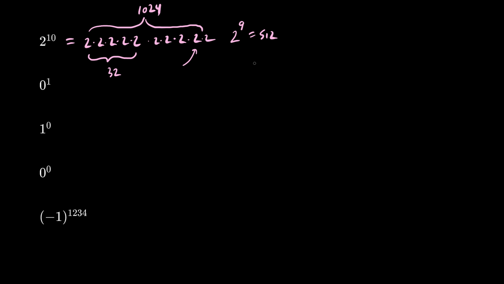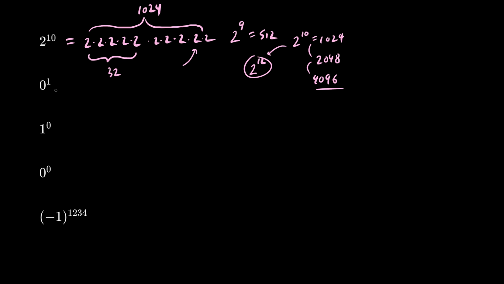What is 2 to the 12? It's a huge number, but if you memorize that 2 to the 10 is 1024, you just have to double it twice. So 2 to the 11 would be 2048, and 2 to the 12 would be 4096.